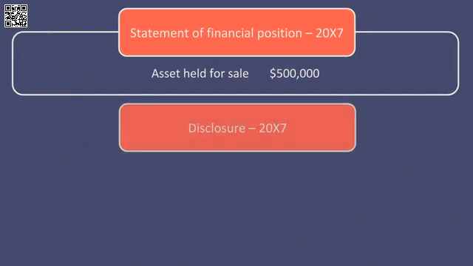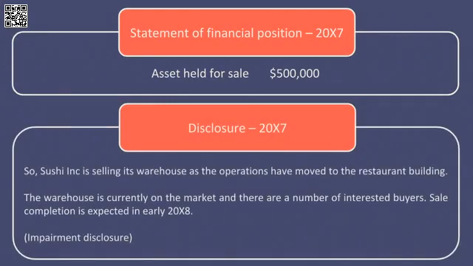When you're looking at a disclosure for non-current assets held for sale, So Sushi is selling its warehouse as the operations have moved to the restaurant building. The warehouse is currently on the market and there are a number of interested parties. Sale completion is expected in early X8. If there was an impairment, it would be noted in the disclosure.